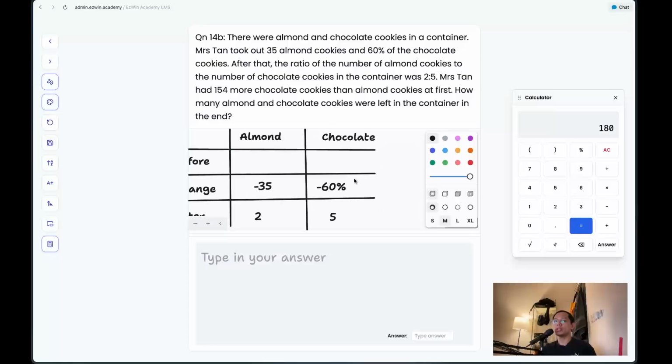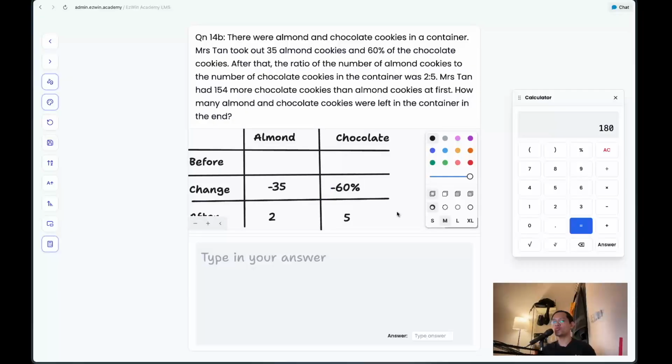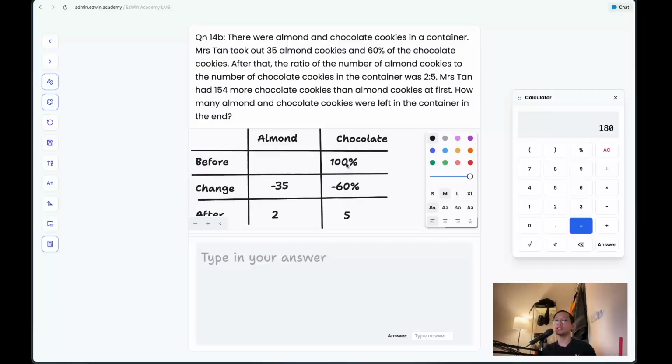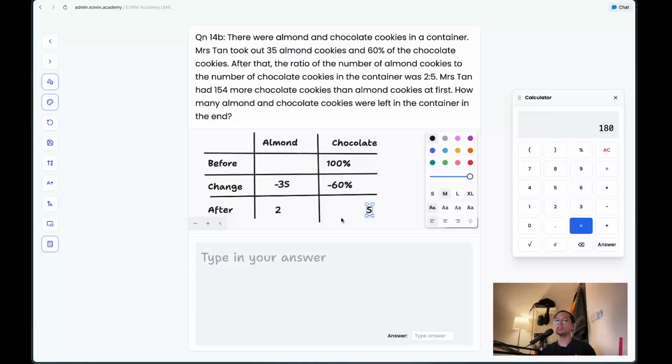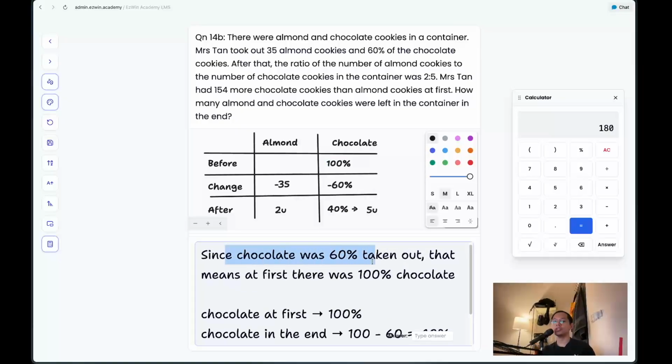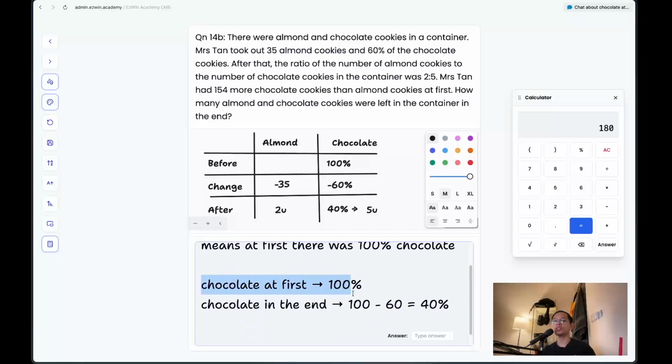We can look at the chocolate part first, where it says here minus 60%. That means before there is a percentage, which is 100%. Since the before of the chocolate is 100%, the after will be 100% minus 60%, and this will be equal to 40%. Since chocolate was 60% taken out, at first there was 100% chocolate. So chocolate at first 100%, chocolate in the end is 40%.